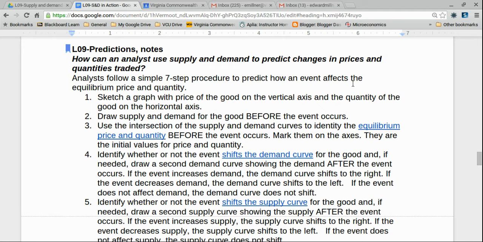Step 4, identify whether or not the event shifts the demand curve for the good, and if needed, draw a second demand curve showing the demand after the event occurs. If the event increases demand, the demand curve shifts to the right. If the event decreases demand, the demand curve shifts to the left. If the event does not affect demand, the demand curve does not shift.